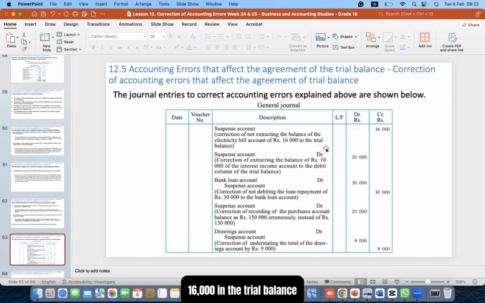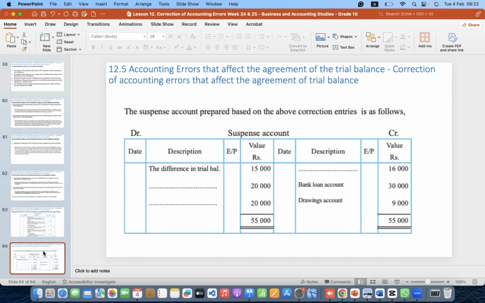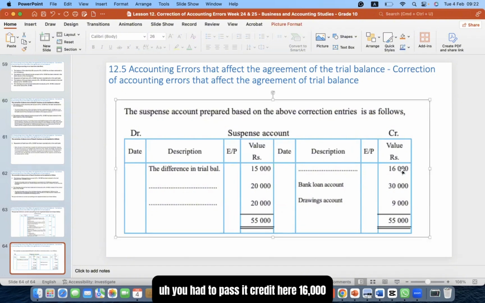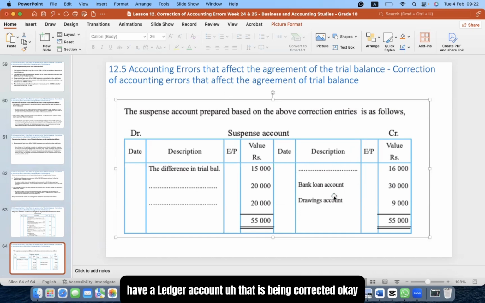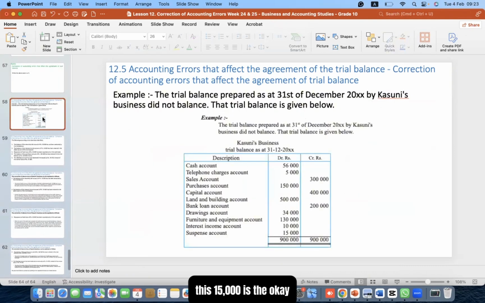So the correction of not extracting the balance of the electricity bill account of rupees 16,000 in the trial balance, you record it here in the general journal, and then on the suspense account you have to pass it as a credit here, 16,000. You cannot write a description here because you do not have a ledger account that is being corrected. Okay, you are starting with this 15,000.